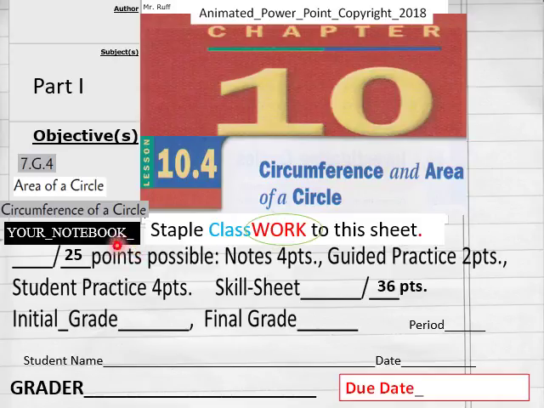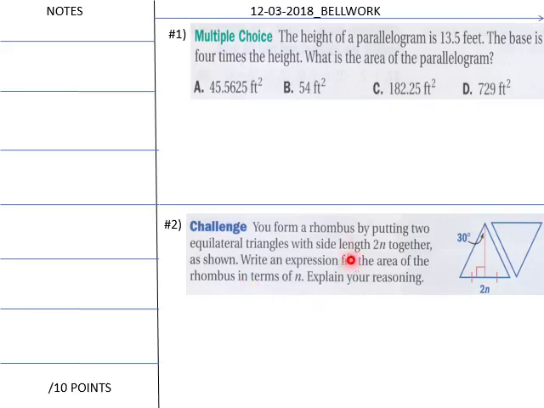So I've got 25 points of notebook taking today, 36 in your classwork. Students, teachers, here's your bell work today.